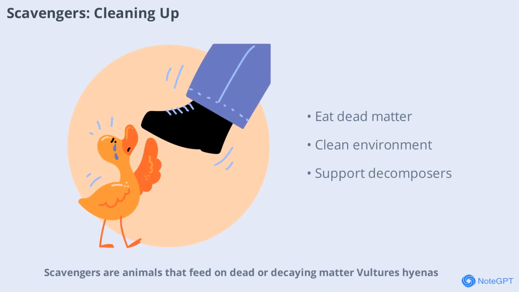its stability. Scavengers are animals that feed on dead or decaying matter. Vultures, hyenas, and some insects are classic scavengers. By consuming remains, they help clean up the environment and prevent the spread of disease. Scavengers play a vital role in recycling nutrients and supporting the work of decomposers.